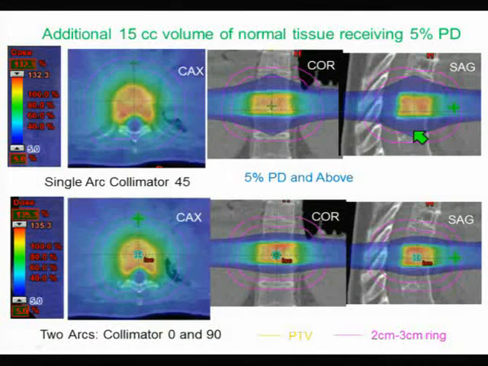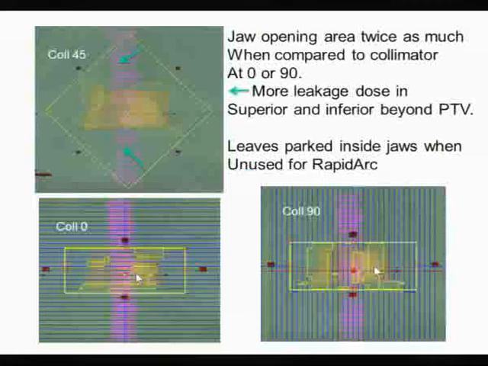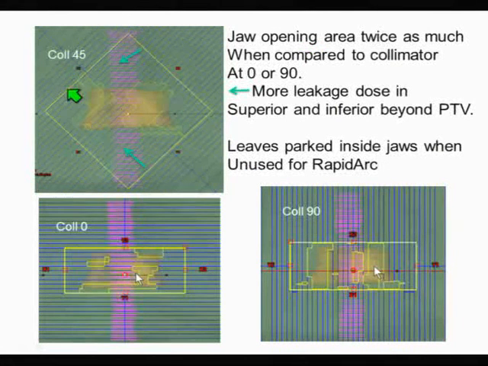This is the same thing as if you are treating a prostate and people use one arc with 45 degrees. The 5% of the dose you usually don't deliver to those far away places, you are going to deliver, at least with RapidArc. What's the reason? If you want to treat a target with a rotational field and your collimator angle is 45 degrees, your jaw opening will be much larger, by a factor of square root 2. Your opening area will be twice as much as compared with two collimator angles at 0 and 90. So these leaves will certainly produce much more leakage dose in the superior and inferior directions.